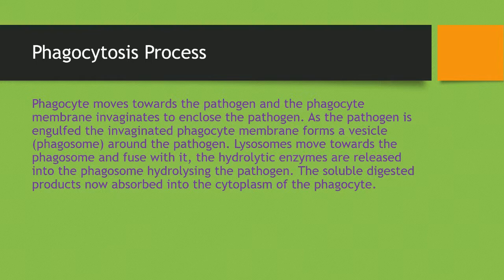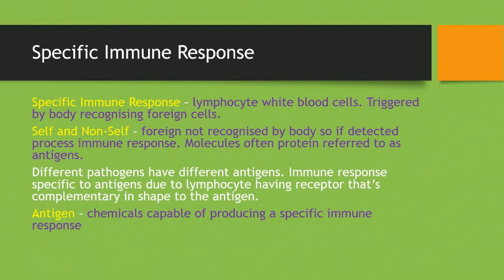Lysosomes will then move towards the phagosome and fuse with it, releasing the hydrolytic enzymes into the phagosome, hydrolyzing the pathogen. Now this soluble digested product will be absorbed into the cytoplasm of the phagocyte, and that's how phagocytosis occurs.